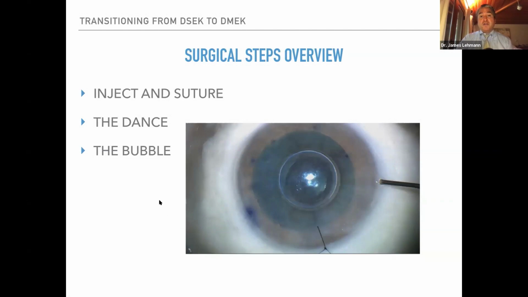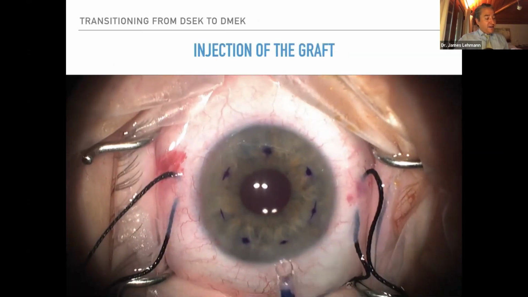So we'll go through the surgical steps of DMEK. First, you want to inject. Then you have to put a suture through your main wound. And then you got to get that graft in the right location and orientation. And then you got to stick an air bubble under it to make it stick. So that's simplified, but that's basically it. So we're going to start with all the steps here. I got about 22 minutes.